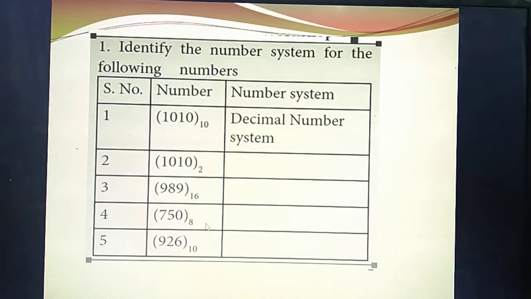A number with base value 8 belongs to octal. So the answer is the octal number system. Then the fifth one, 926, base value 10. What answer do you need to write here? Decimal number system. Understand? First is decimal, already given. Second is binary. Third is hexadecimal. Fourth is octal. Fifth is decimal. Have you all written? Now you can write the answer in your textbook. Afterwards you should write the same tabular column in your notebook also. Understand?